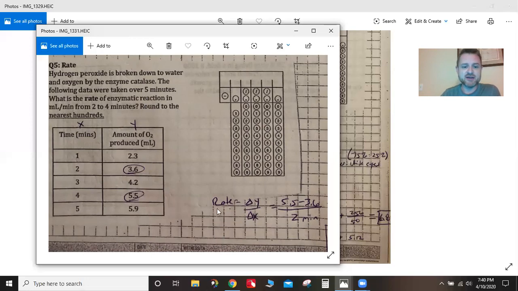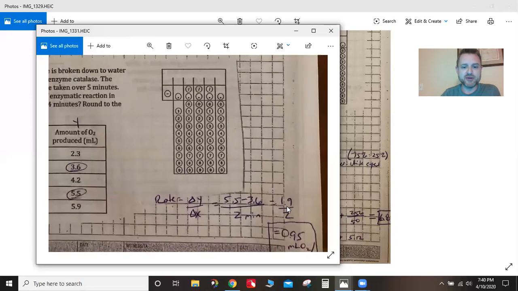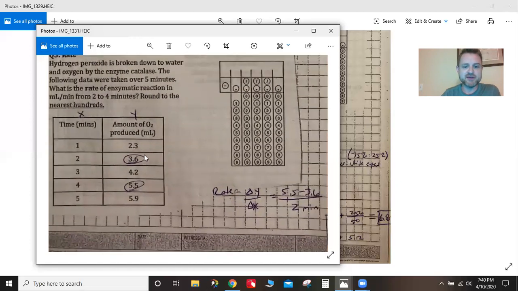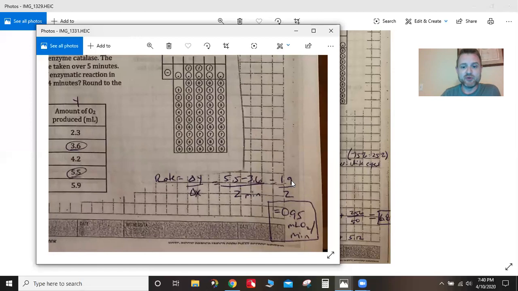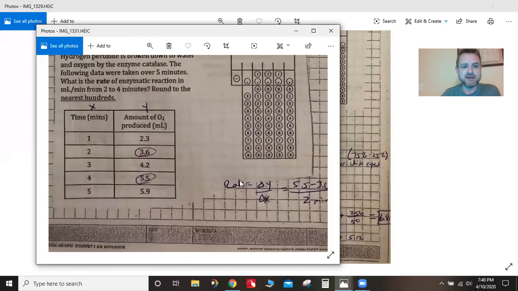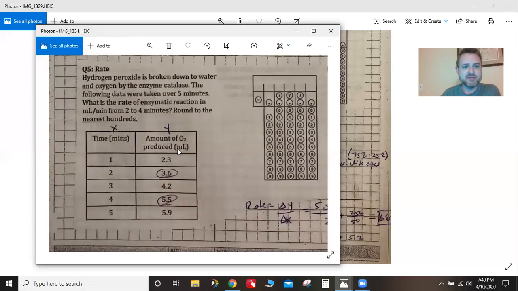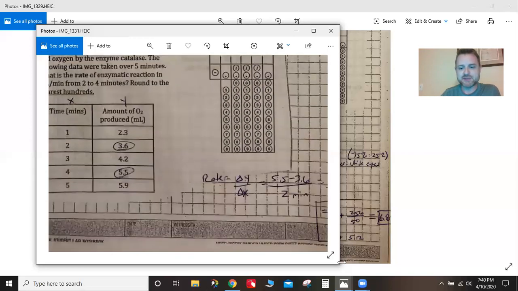The change in y, you went from 3.6 to 5.5. So y went up 1.9. The change in x from 2 to 4 minutes is 2 minutes. 1.9 over 2 is 0.95. You need to have a unit. The unit would just be milliliters of O2 per minute. Honestly, if you just said milliliters per minute, that would be okay. You had to have a unit though. Okay, good. All right, next question.